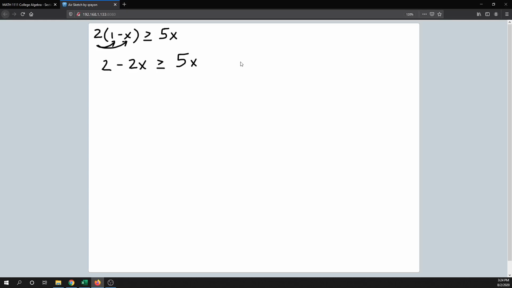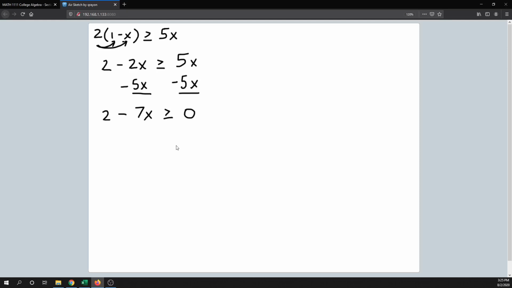Next, I want to use the addition principle and add or subtract the same quantity on both sides of the inequality, with the goal of getting every term with an x on one side and every term without an x on the other. One thing you could do is add 2x to both sides, which would be faster in this problem. But to illustrate the point about multiplying and dividing by a negative number, I am not going to take the quickest route. I'm going to subtract 5x from both sides. On the left side, I have 2, and then minus 2x minus 5x is minus 7x. On the right side, 5x minus 5x is 0.